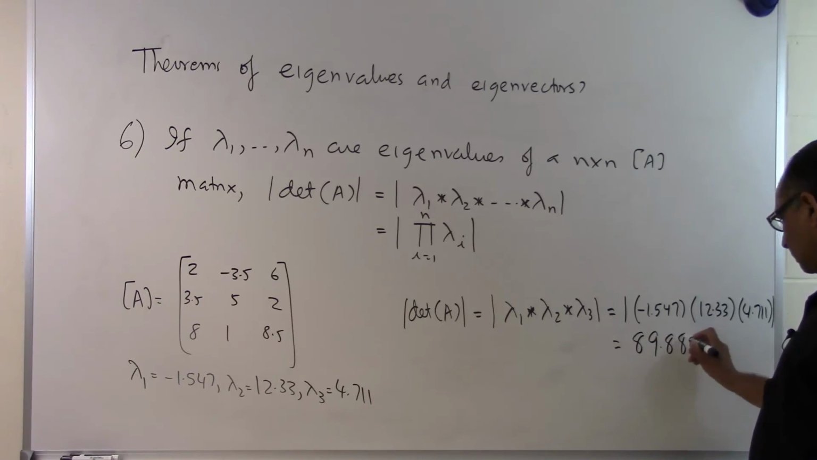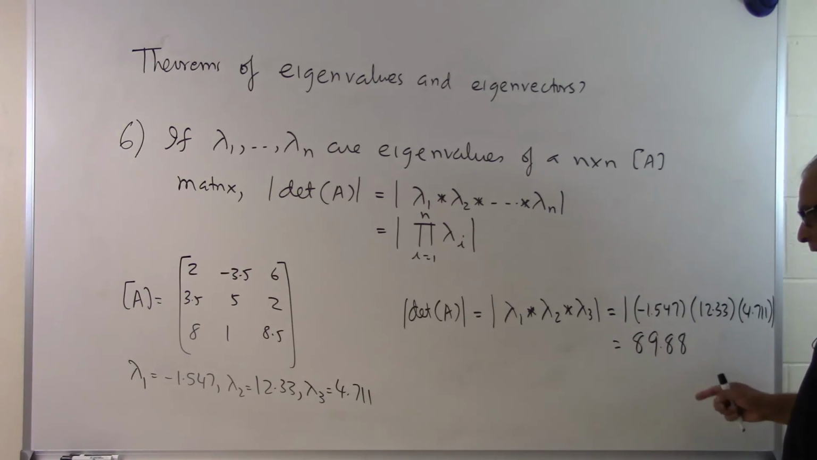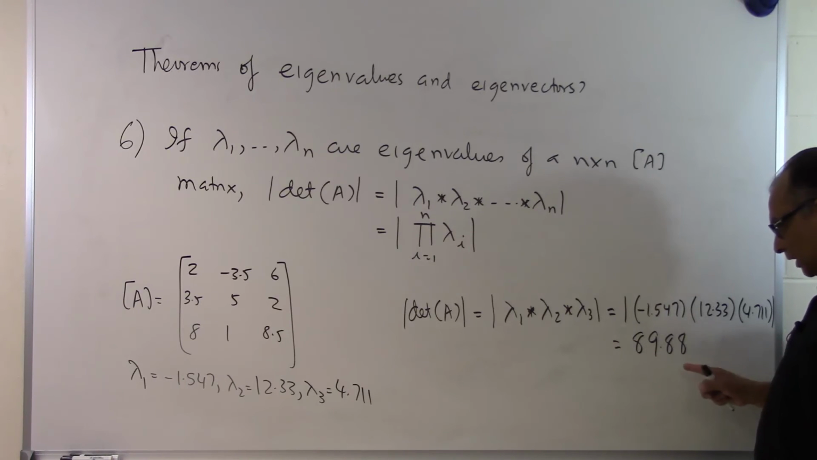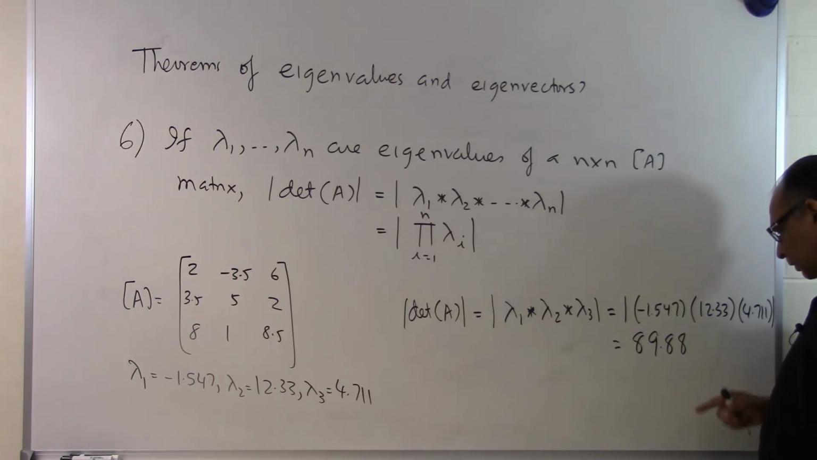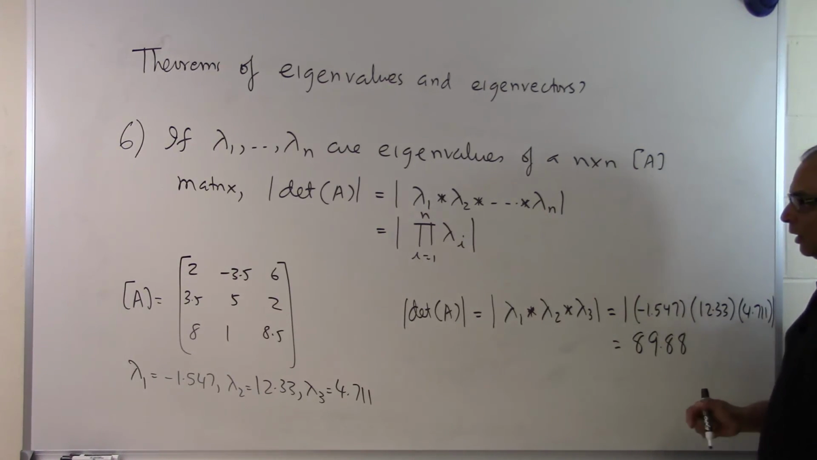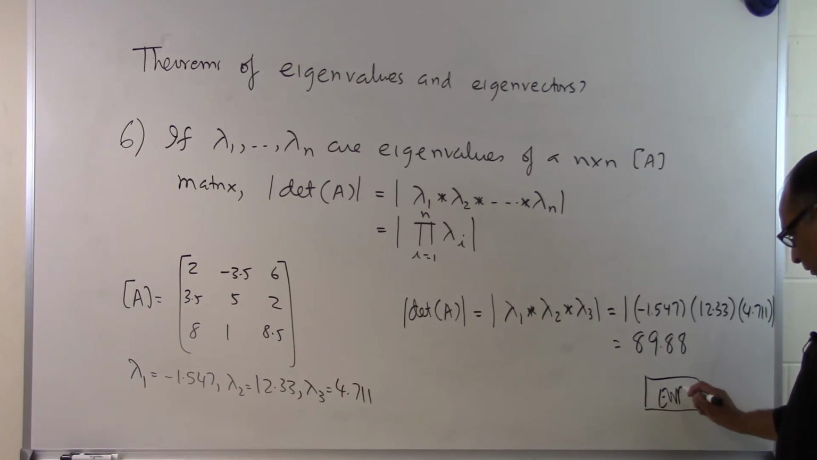89.88. So that's the magnitude of the determinant of A, which basically means the determinant of A is either minus 89.88 or plus 89.88, but you are able to find the magnitude of the determinant, which might be the most important thing to find in most cases. And that's the end of this segment.